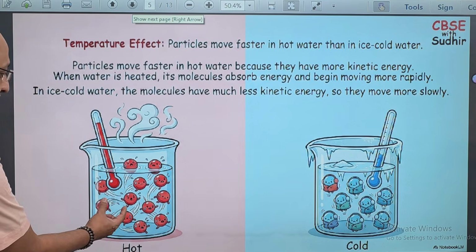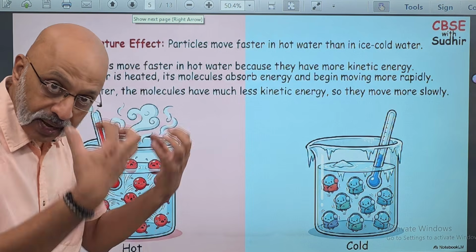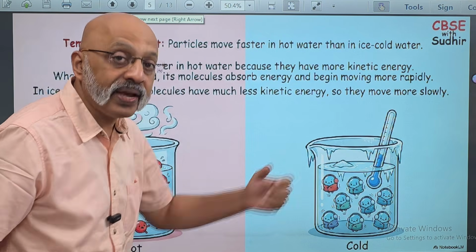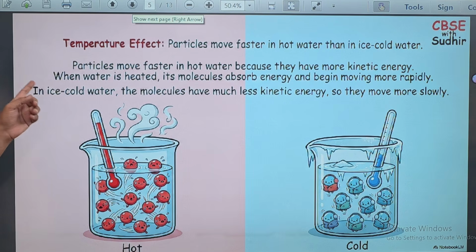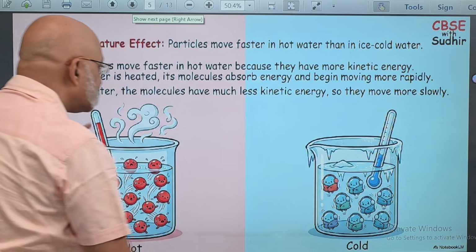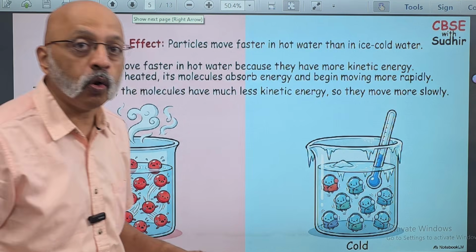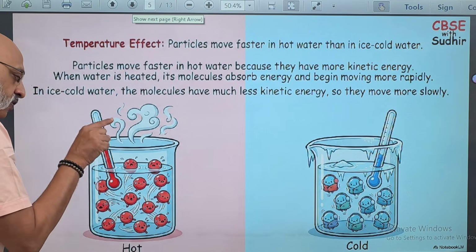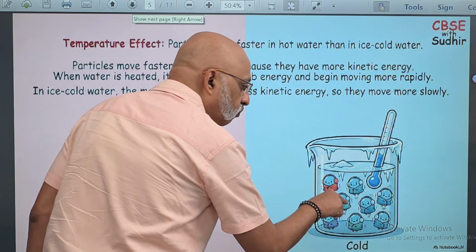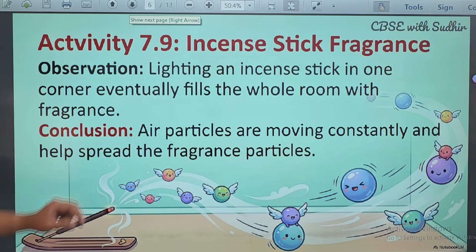When water is heated like this, its molecules, the H2O, absorb energy, and they begin to move very rapidly, more quickly. Whereas in ice cold water like this, the molecules have lesser kinetic energy, so they move around very slowly. So particles move faster in the case of hot water. They are going very slowly in the case of cold water, ice cold water.